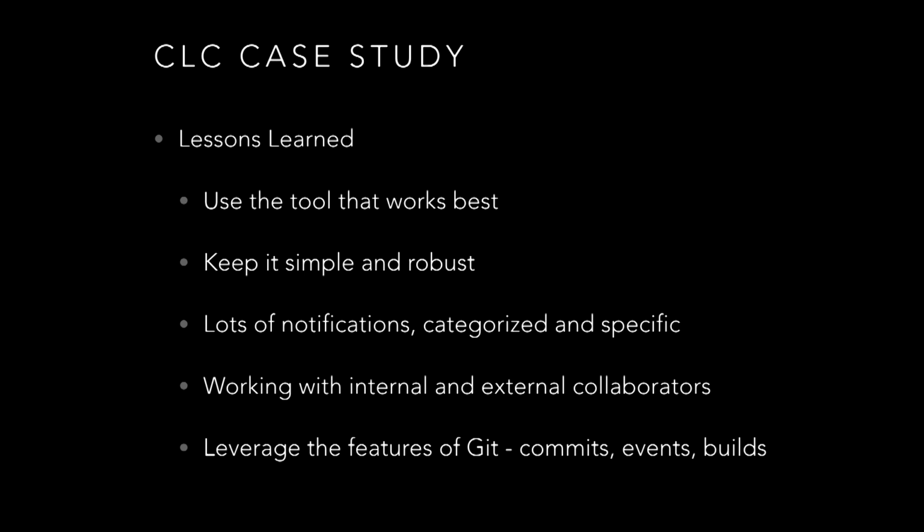Send lots of notifications, but be very categorized and specific about what those notifications are. If your continuous integration system like Jenkins allows you to determine, hey, I got a new commit and it failed, and it knows that it's a failure, then make sure you send that into Slack as a failure and high priority. Like, everyone take a look at this.